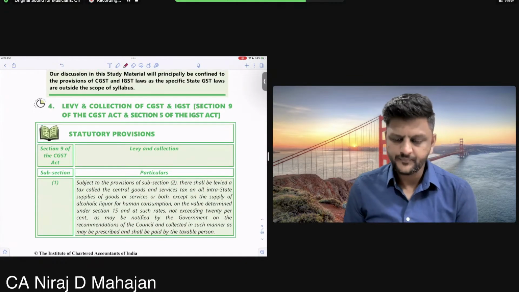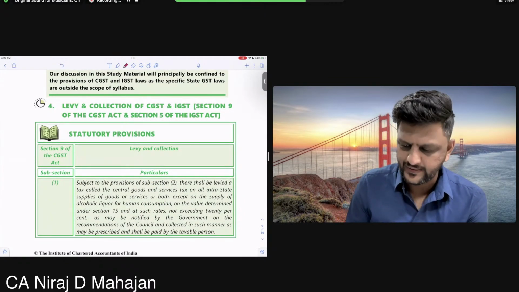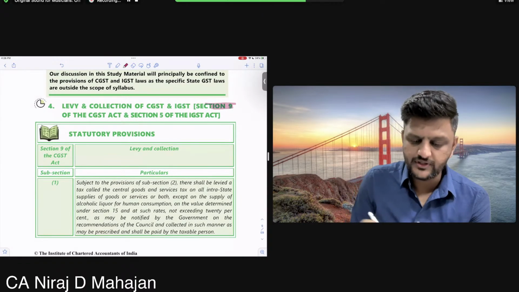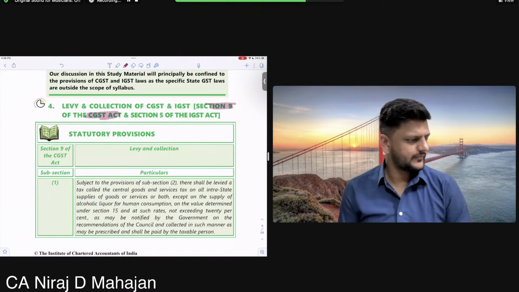All right. So levy and collection of CGST and IGST. Section 9 of the CGST Act. Ready, everybody? All right, let's start.